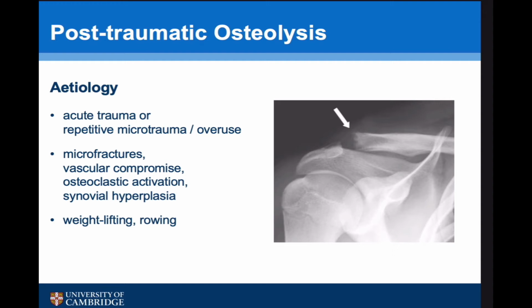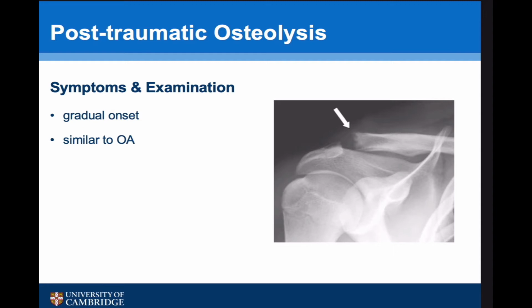So it's almost exclusively weightlifters, but sometimes you do see it in other sports, and particularly rowers. As a general rule, the symptoms have come on gradually and are almost identical to osteoarthritis, and they get particular pain whenever they load the AC joint, so particularly when they're doing bench press or an overhead press.